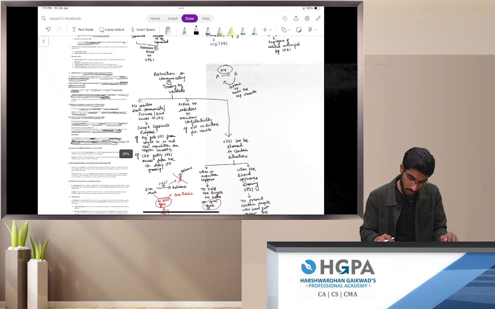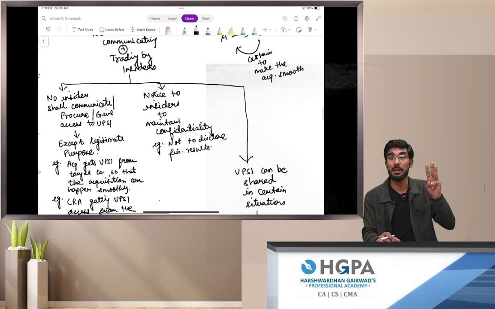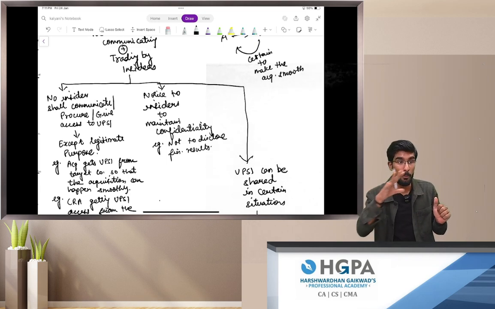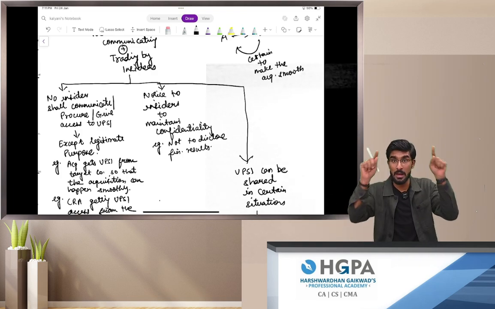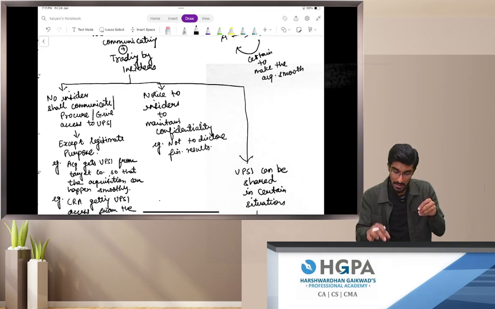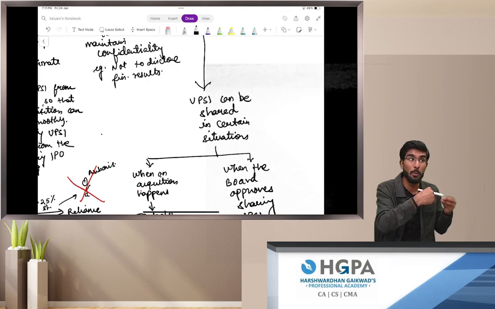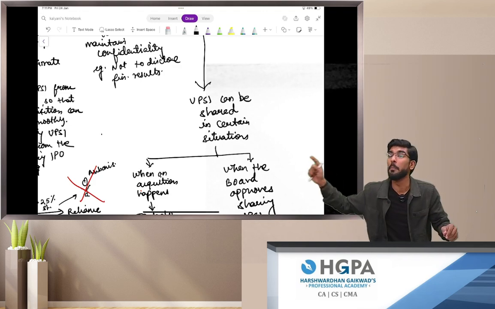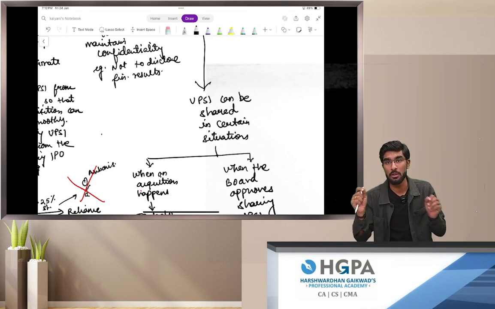Yes. So the topic was, people, restrictions on communicating and trading by insiders. We learned 3 criteria. Number 1 is no insider shall communicate, procure or give access to UPSI. Number 2, notice to insiders to maintain confidentiality of the UPSI. Number 3, UPSI can still be shared under certain conditions. Number 1, an open offer is made during the acquisition to make the acquisition smooth, or the board voluntarily discloses that information to stop those certain individuals who have got UPSI from taking undue advantage of it.